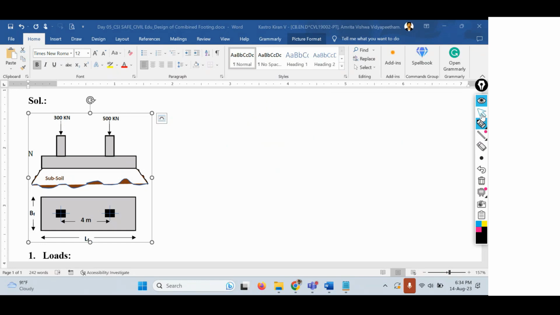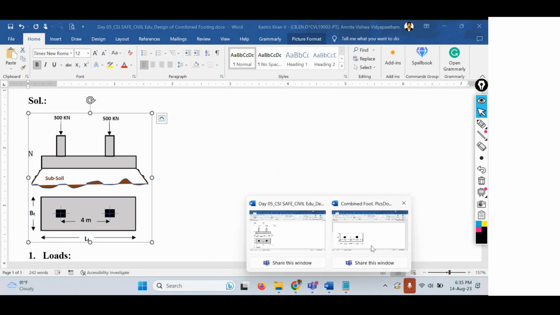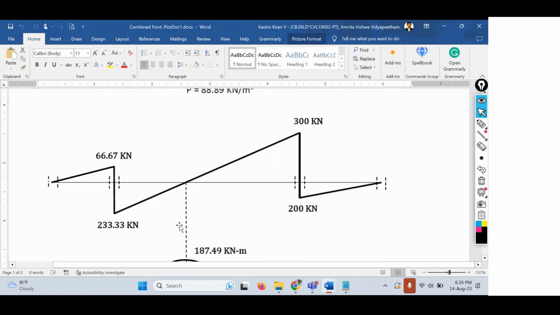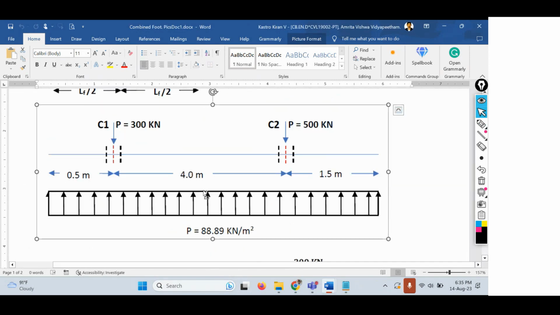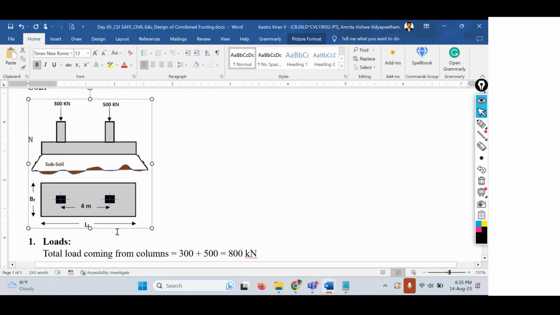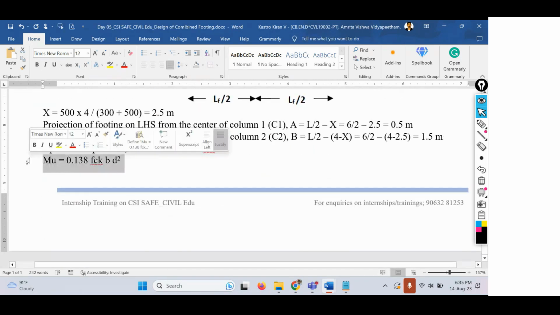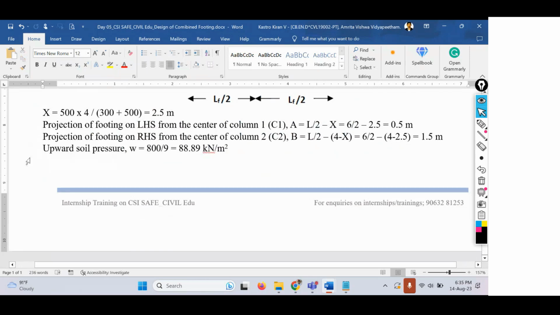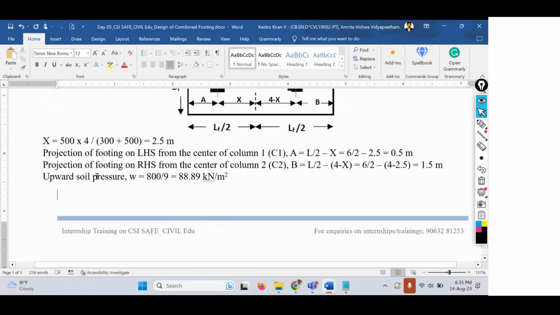Let me bring up the figure. I have already drawn it. This is the figure I was talking about. The next thing is to find the moments. This is Step 4: shear force and bending moments. From this, we have to find the shear force and bending moment values.